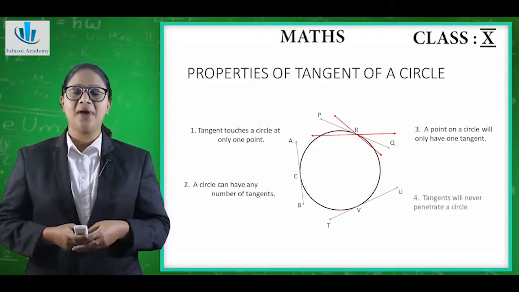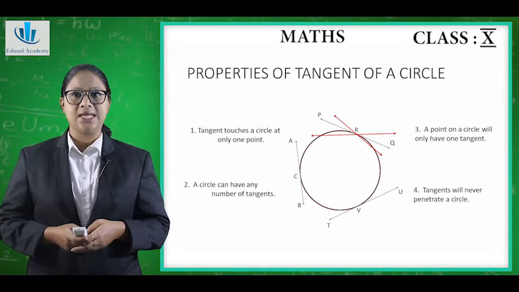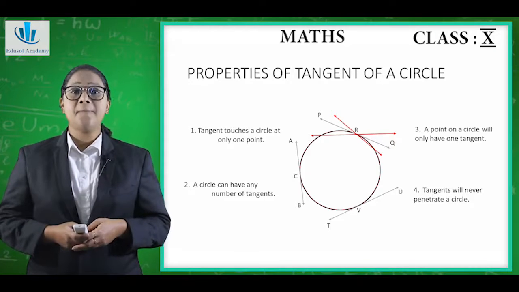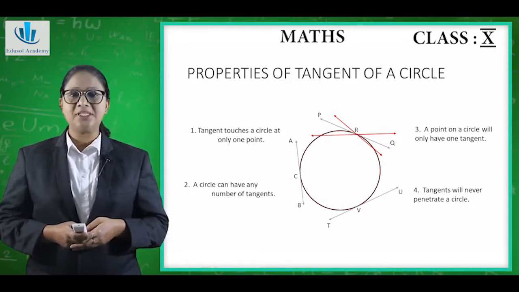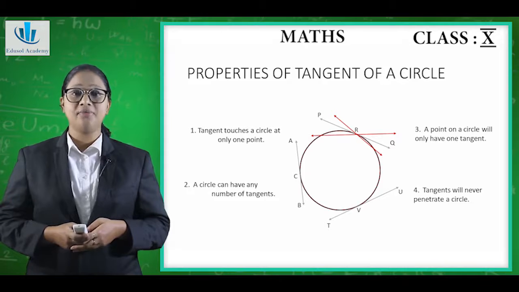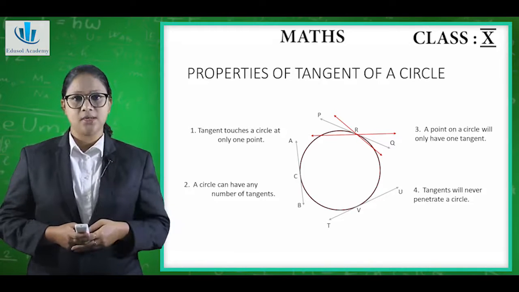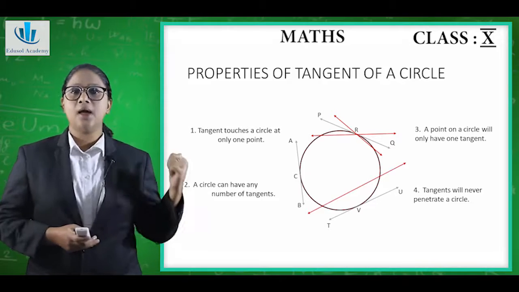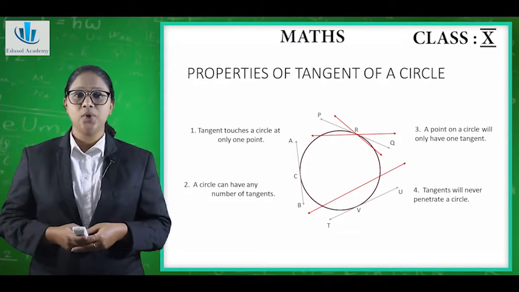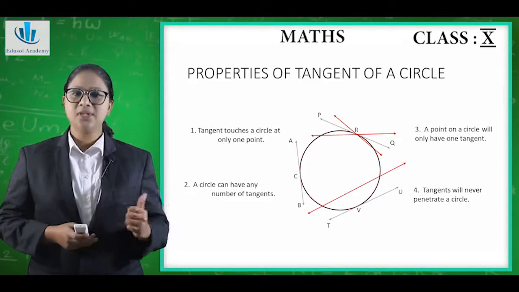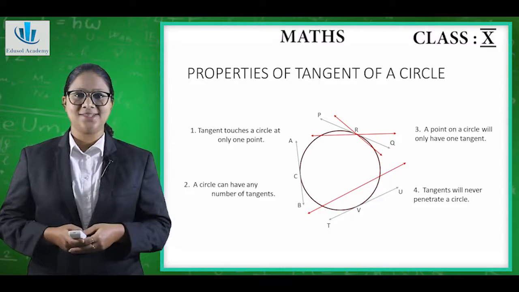Now the fourth and final property of tangents is that tangents will never penetrate a circle, which means that tangents will never get into the circle. You can see the red line above the tangent TU, it is totally penetrating the circle, and that is not possible. If it does, then it is not called a tangent.